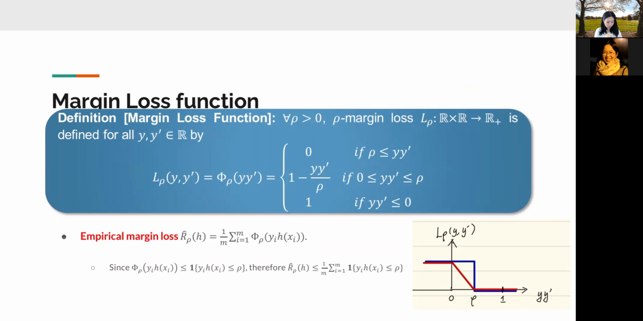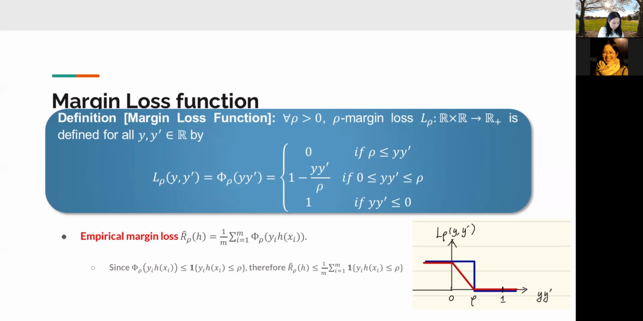Sorry, I should have put this first. The margin loss function is very useful for us to discuss the understanding of the generalization of AdaBoost. So what is a margin loss function? The definition is quite interesting. For any rho greater than 0, and it is very important that it is strictly greater than 0, the rho margin loss L rho, mapping from real cross real to real plus, is defined for all y, y prime.